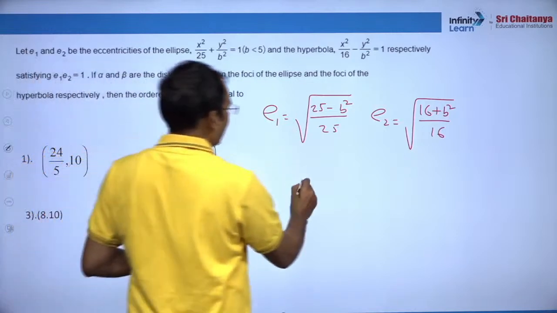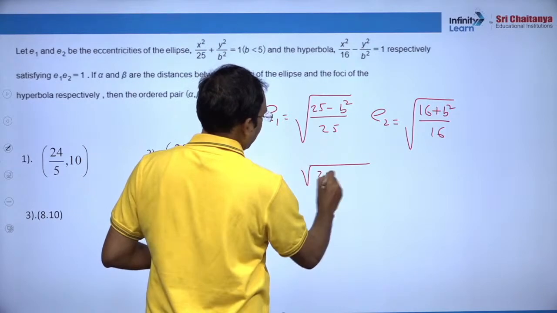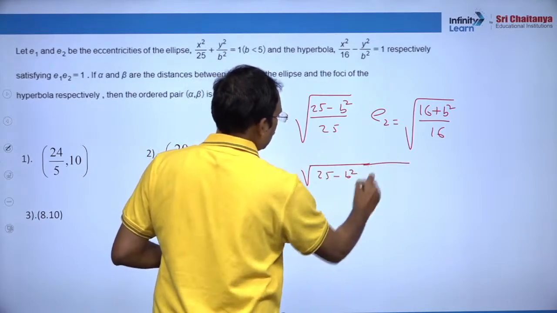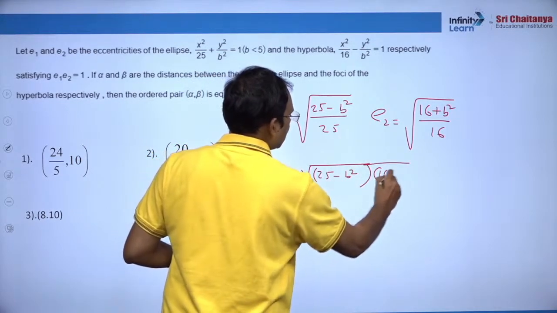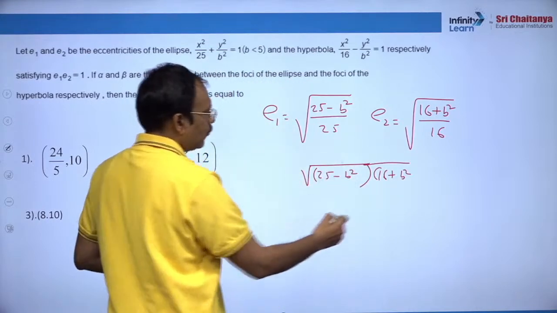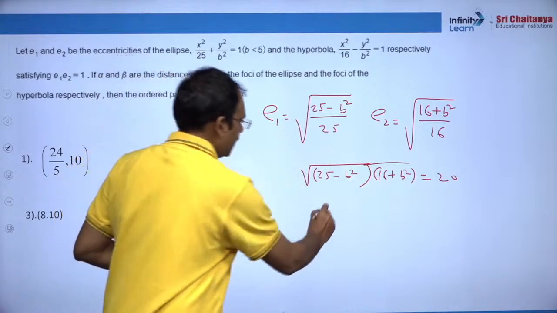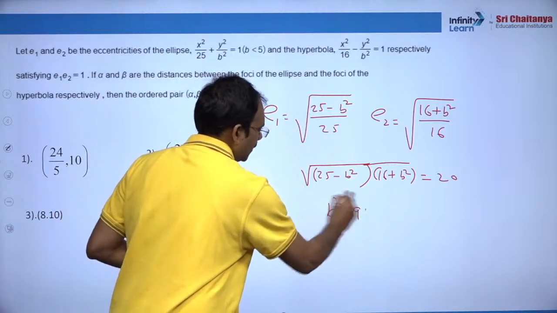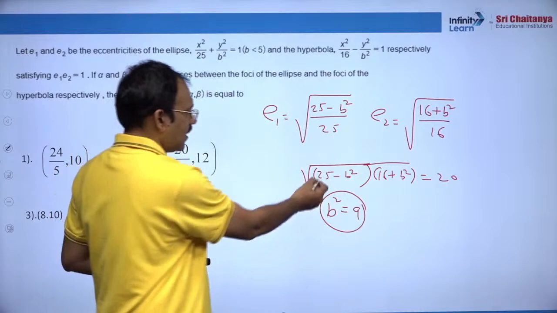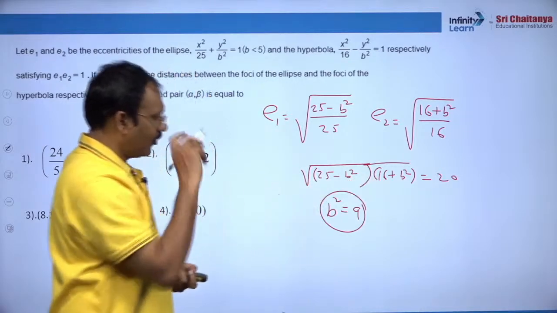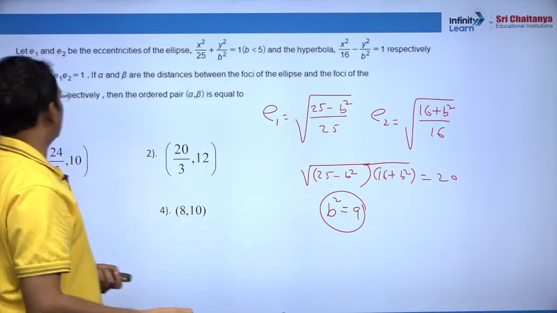You just multiply, my dear friends, root of (25 minus b square) into (16 plus b square) by 5 into 4 is equal to 1, so the product is 20. And by observation you can say b square is going to be 9. You just see, if b square is 9, this is 16, that is 25, 4 into 5, 20. So, you got the b square value.